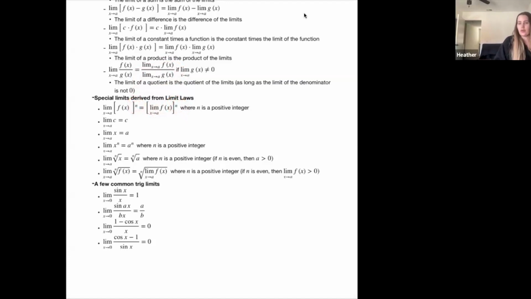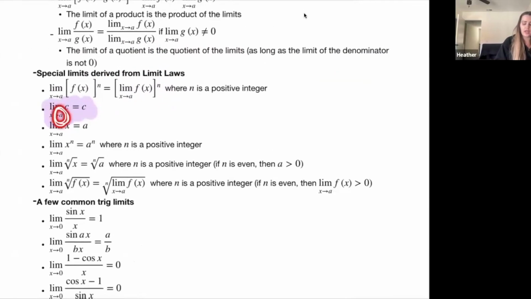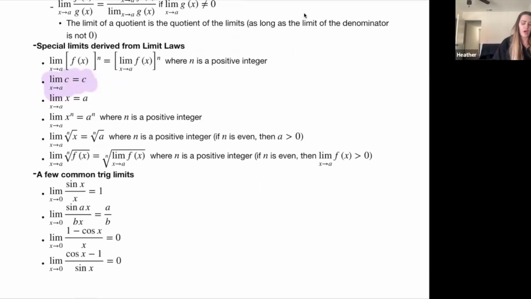The limit, this is a big one, big deal alert again: the limit of a constant is always the constant. The interesting thing about this is I don't care what a is. Is x going to 1? Is x going to infinity? Is x going to negative 1,000? Doesn't really matter. The limit of the constant is always going to be the constant itself. The limit as x approaches a of x is a. Again, this is kind of coming from direct substitution. If I just throw that a in for x, I would get right back out a.